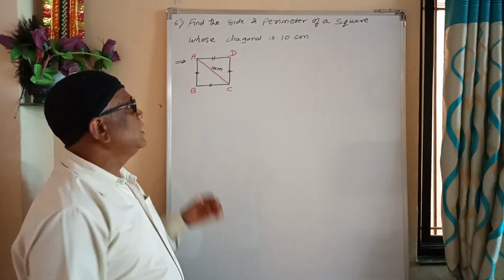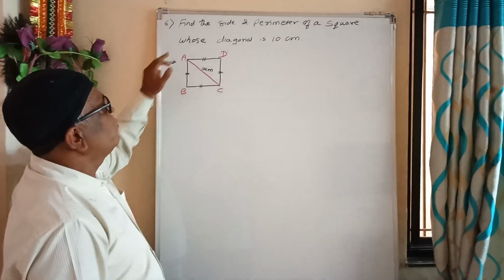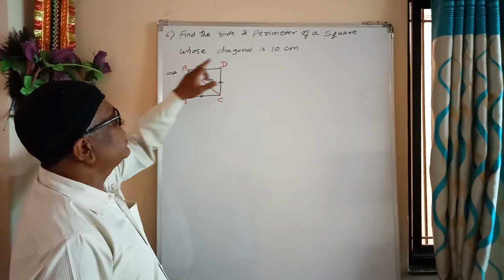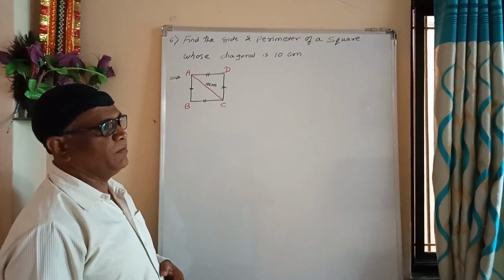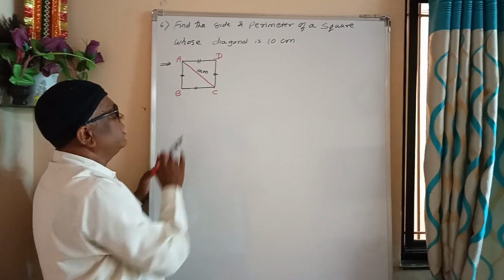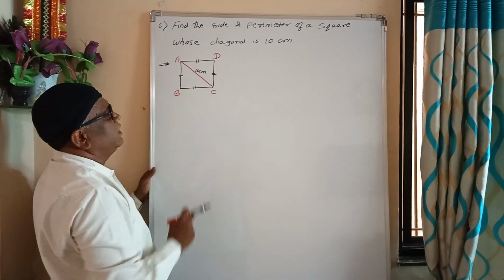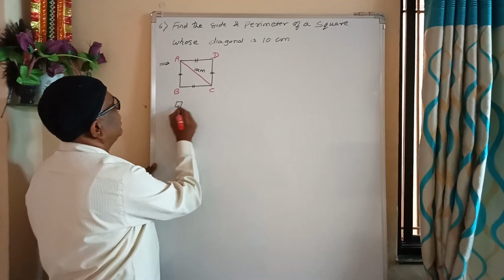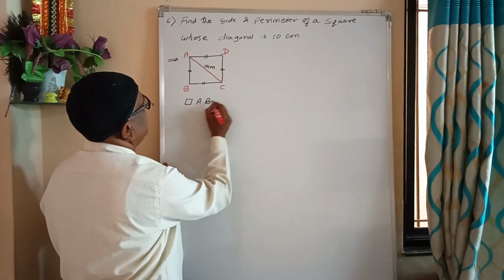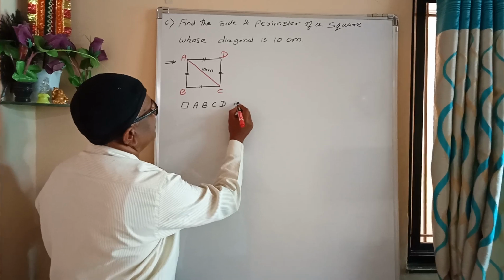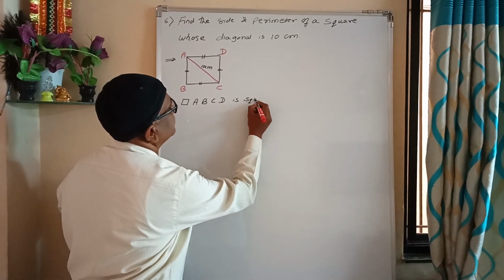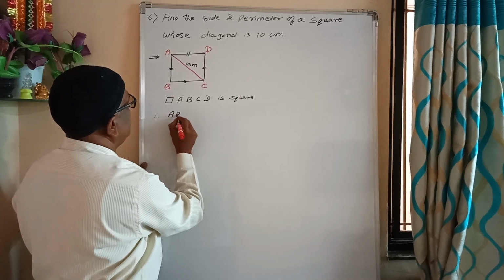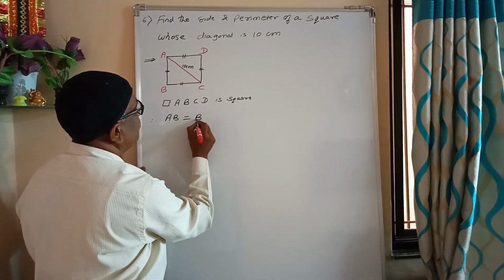Now example number 6. Find the side and the perimeter of a square whose diagonal is 10 centimeters. The figure is drawn here. Quadrilateral ABCD is a square. Therefore AB is equal to BC.